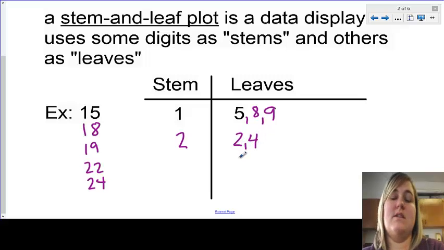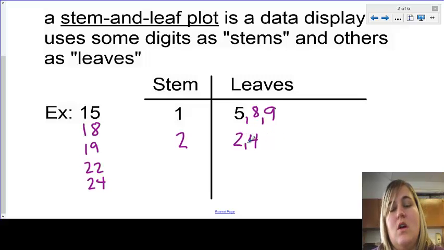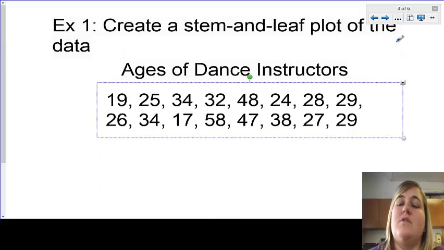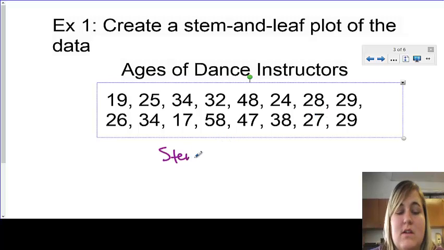I represent it as many times as it is shown. So if I had 3 22s, I would have to write 2, 2, 2 so that I could represent each one of them being shown. So on this, it wants us to create a stem and leaf plot from the data. In order for you to do that, I would write it in numerical order, and then I would set it up for my stems and leaves.